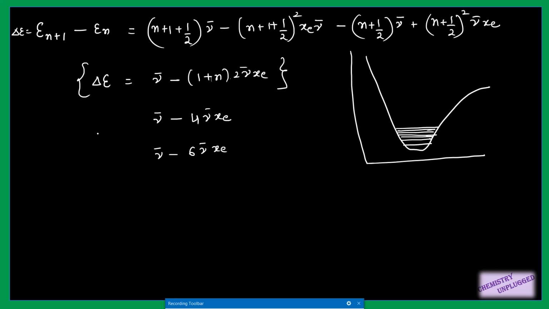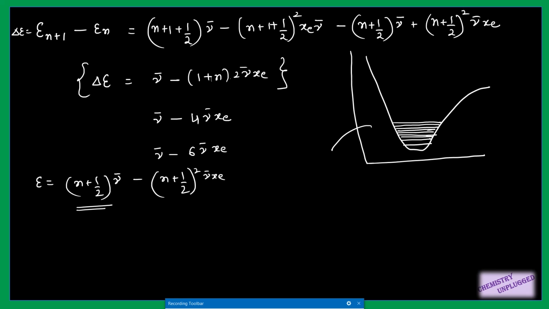Another way to understand it is that the energy is given by (n plus 1/2) nu bar minus (n plus 1/2) whole square nu bar xe, right? So if I place the value of n, I have to subtract this part from this energy value. This n is continuously increasing, so its square will also continuously increase. Then this negative part increases by the square value, so the energy gap will decrease as we go up in the levels. This energy gap is continuously decreasing for an anharmonic oscillator. This is the biggest difference between a harmonic oscillator and an anharmonic oscillator, so you have to remember that the energy gap is decreasing, right?